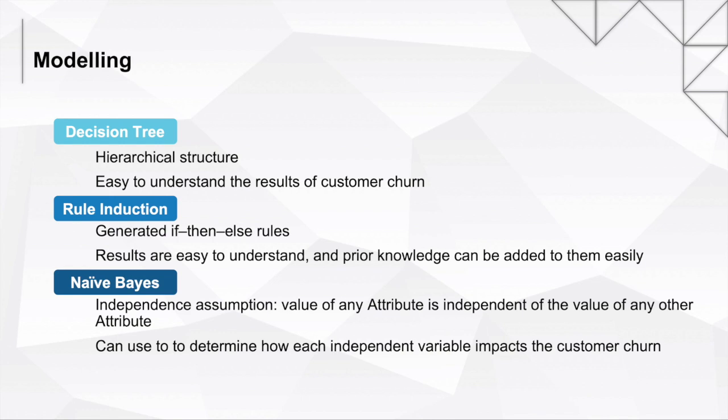Different from the decision tree model, naive Bayes ignores the weight of attributes and makes the assumption that the effect of each independent variable is independent of the others. Naive Bayes can be used to determine how each independent variable impacts customer churn.